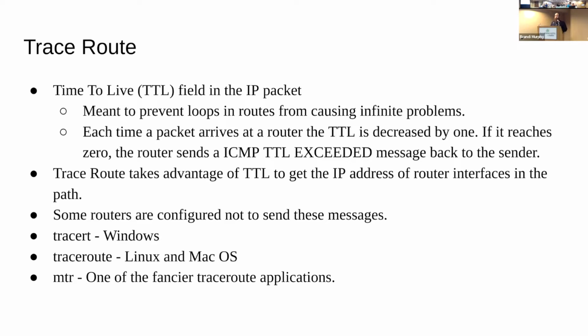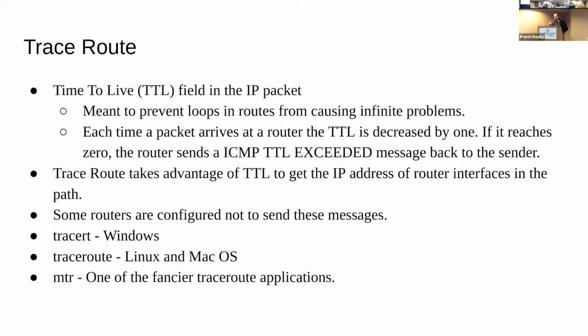Traceroute takes advantage of a part of a header. ICMP has these. Pretty much all of the IP frames have these. And that's the time to live field. This is just an integer that starts off fairly big, depending on your operating system. It can be anywhere from, the smallest I've seen was 25, all the way up to 255.